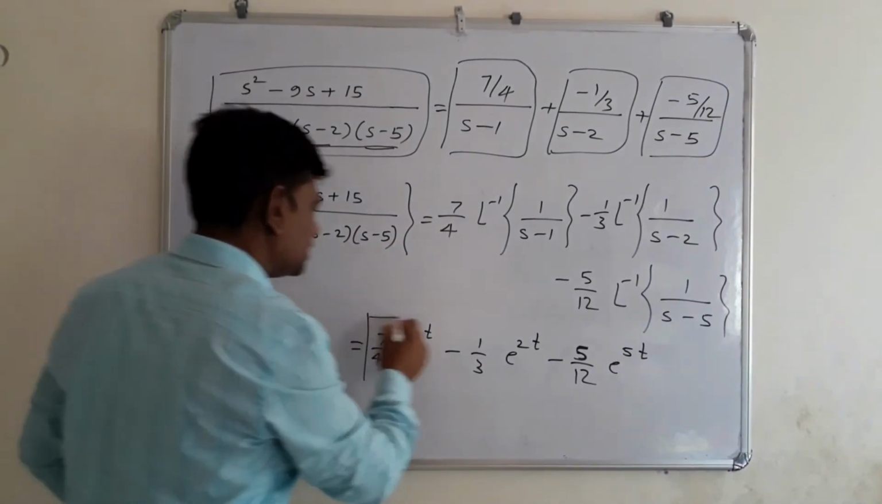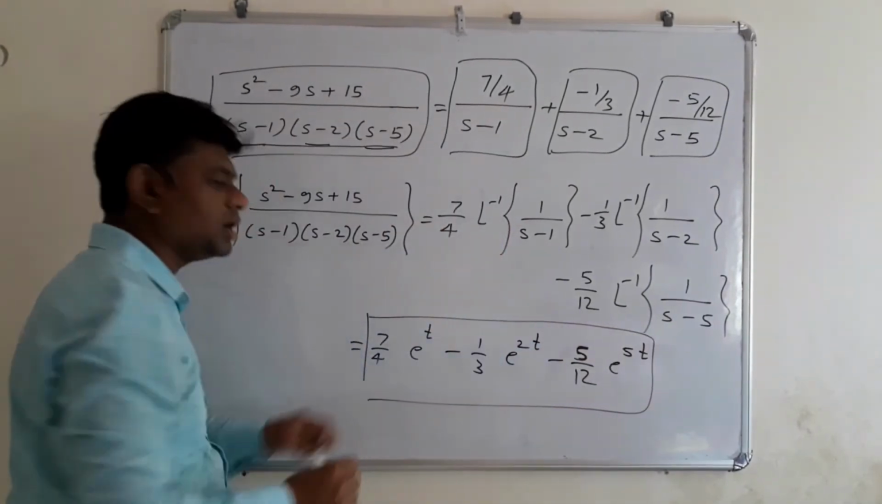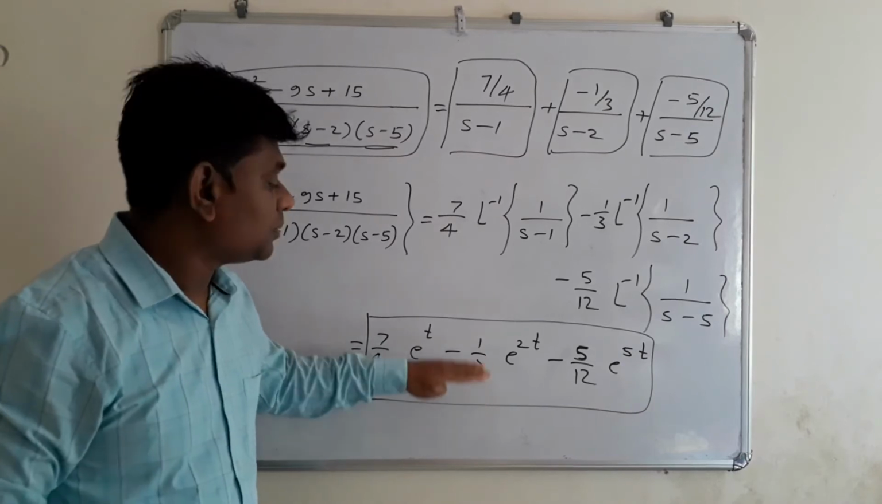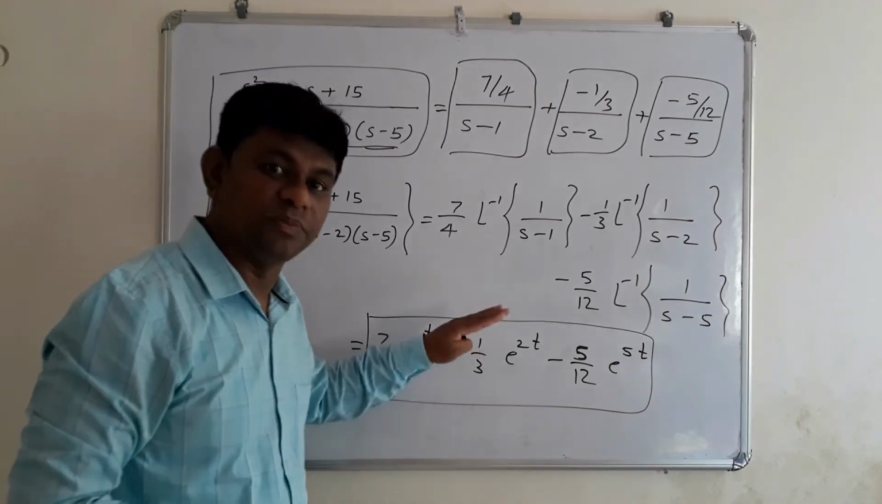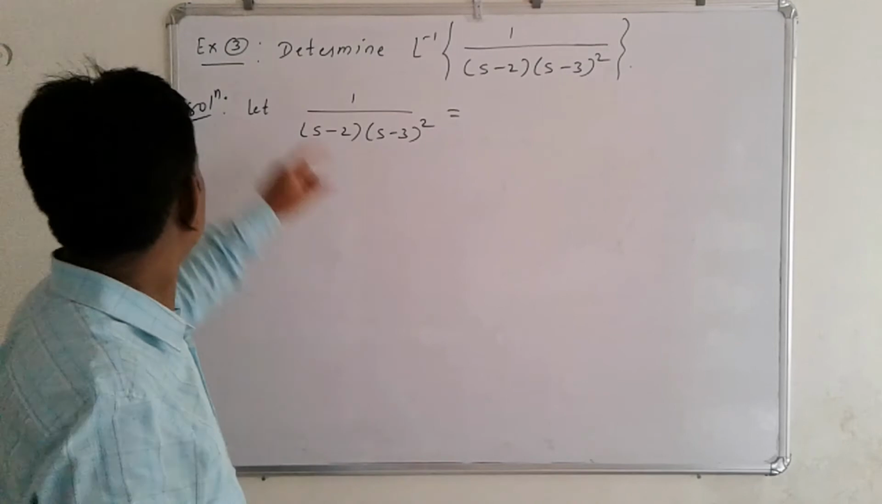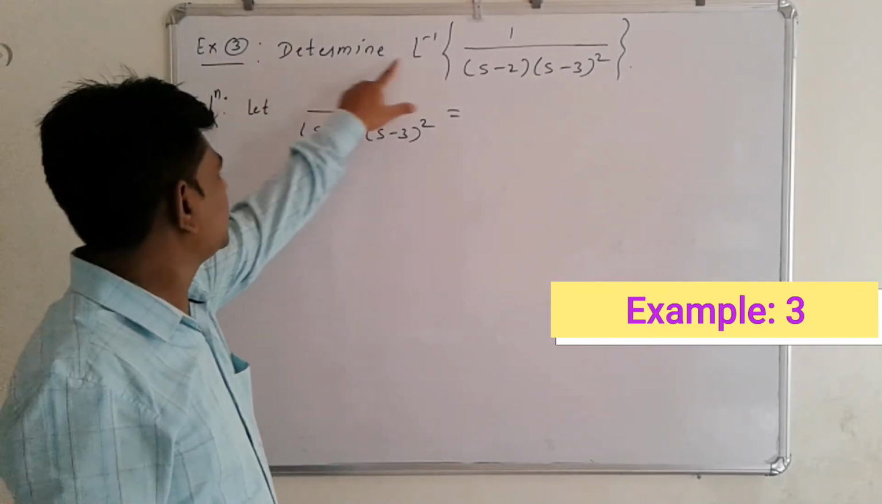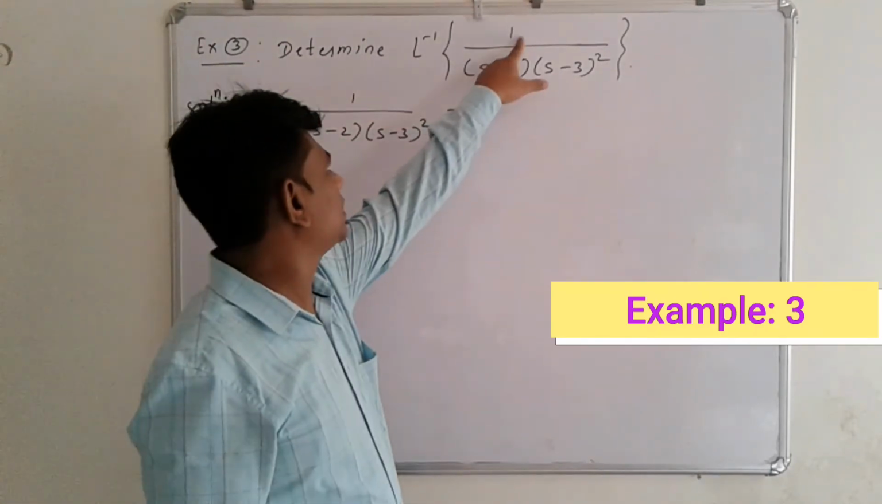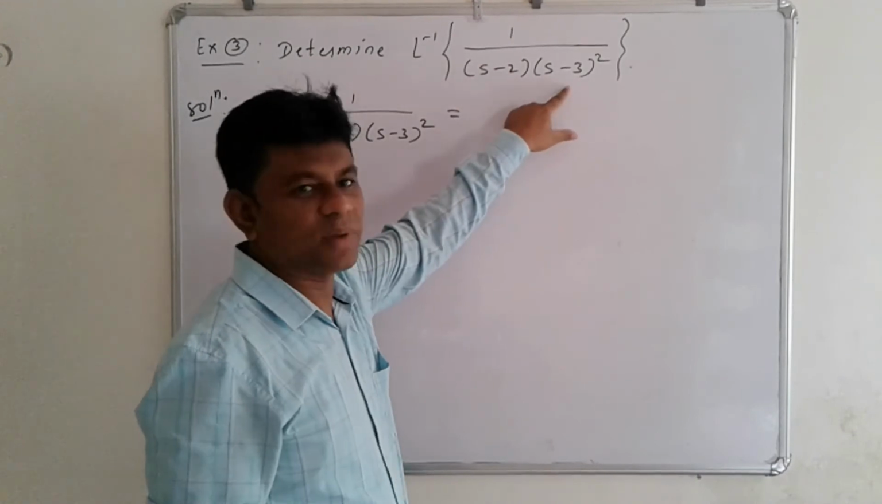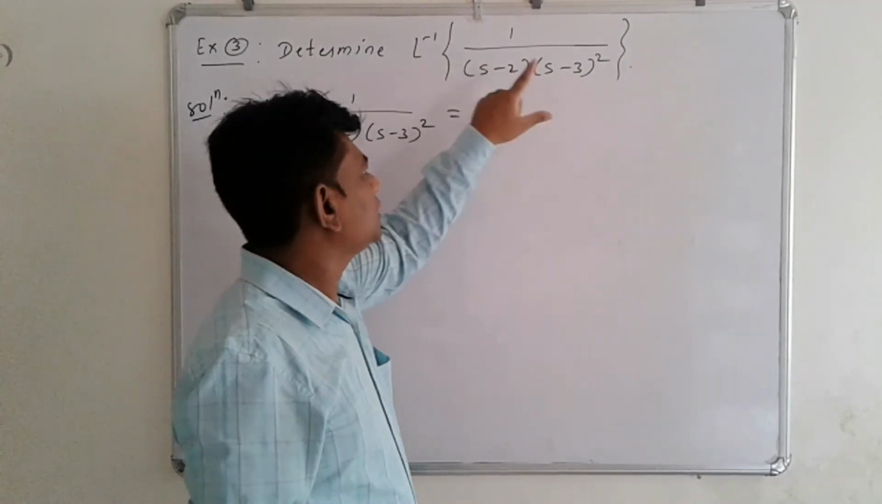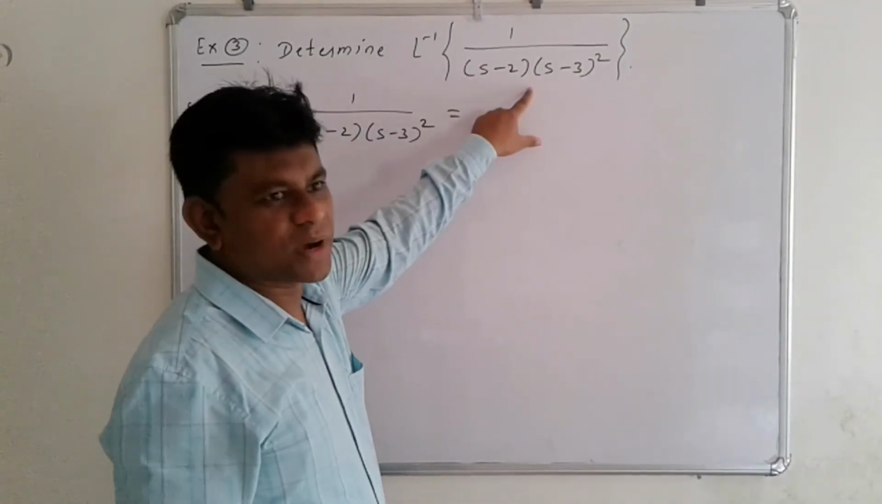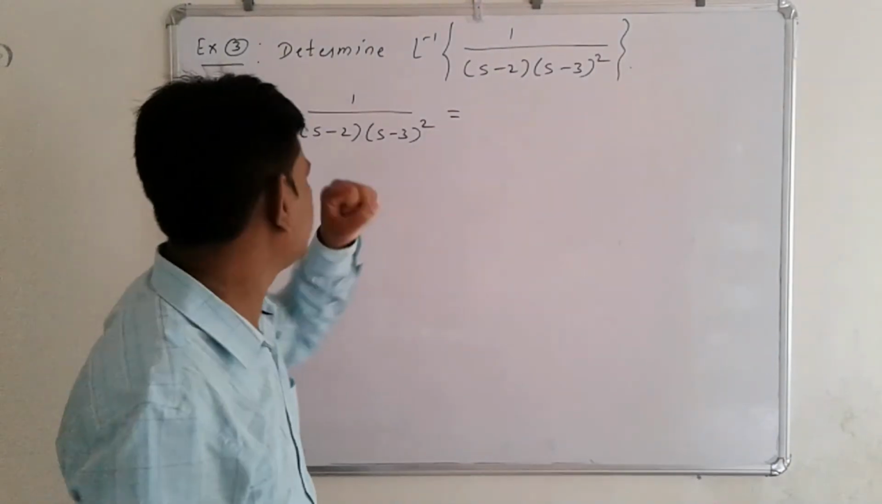So this is the inverse Laplace transform of the given function by using partial fraction method. Now example 3: determine the inverse Laplace transform of 1 upon (s minus 2) times (s minus 3) whole square. We resolve this given fraction into partial fractions, meaning simple fractions.